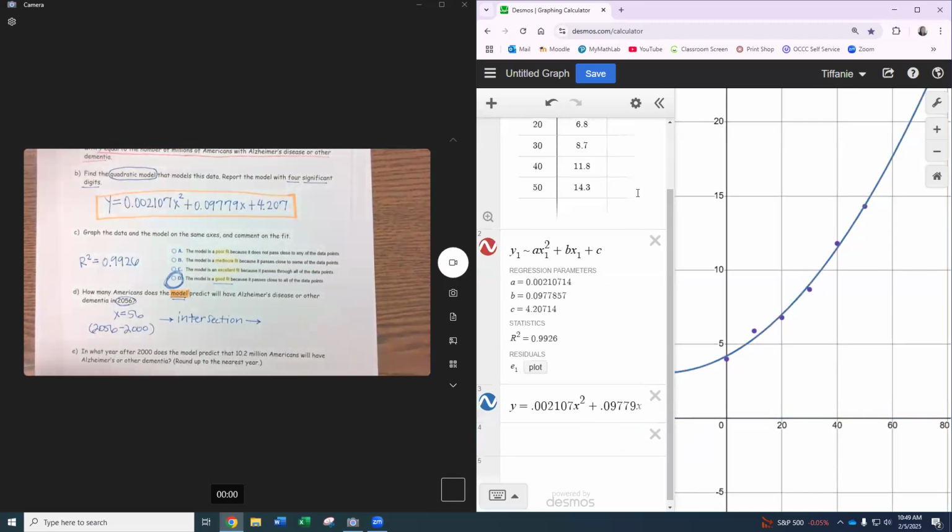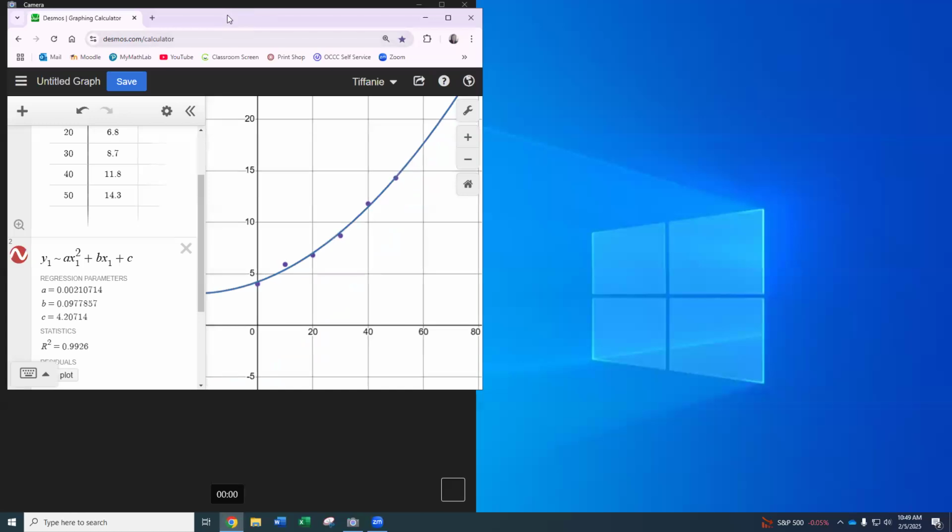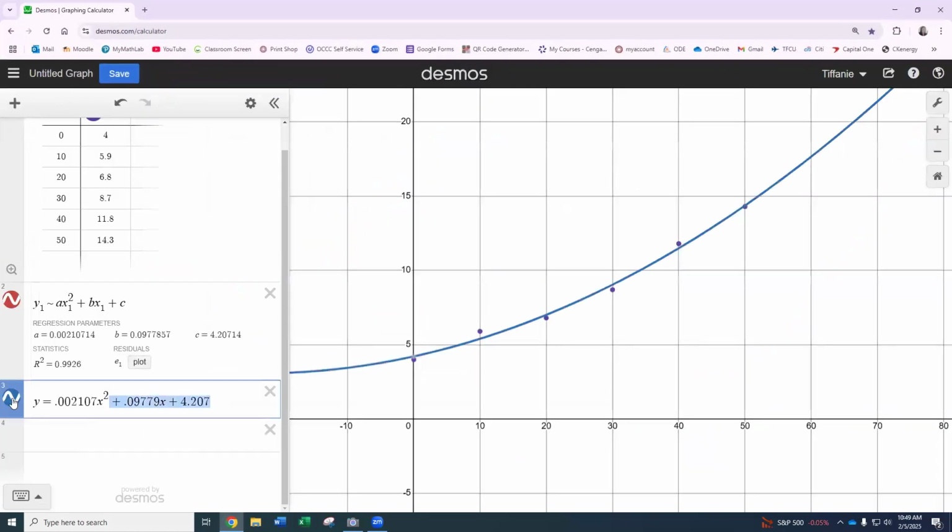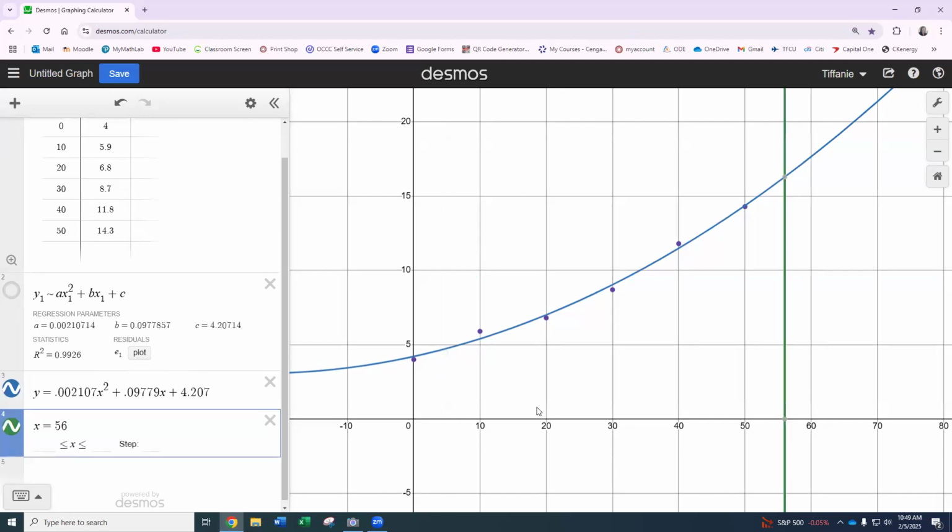Okay, pause the video if you need more time. But after I type in my model to this line 3, I'm going to unclick off of my regression. So now I just have my model on my screen. Then in line 4, I will put in x equals 56 and find that intersection point. So my intersection point is 16.29079. This doesn't tell me how to round.